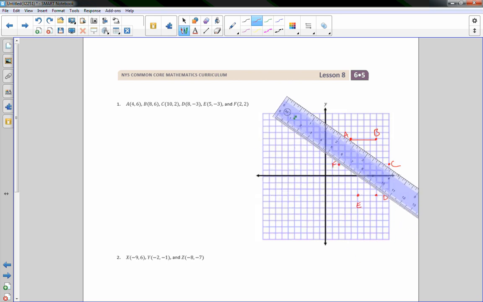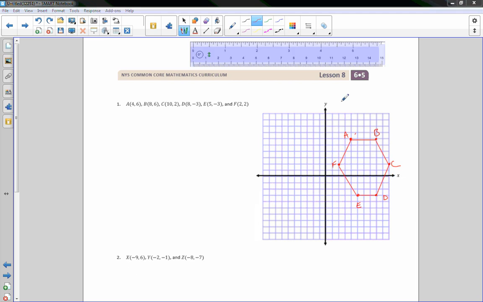And let me pause the video while I'm drawing this so I'm not taking up your time. Okay, so there it is. A, B, C, D, E, F. It is a 6-sided figure, so that's a hexagon. Okay, so it says for exercise 1 and 2, plot the points. Done. Name the shape. Hexagon. Done. And determine the area of the shape.